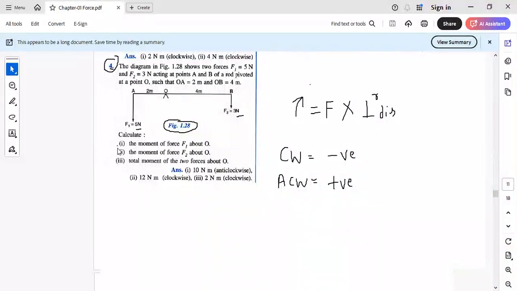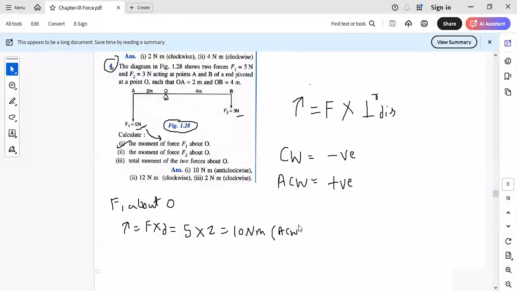Now, the first question says calculate the moment of force F1 about O. So the formula would be moment of force equals F into D. Now, when we say F1 about O, F1 is this and this is O. So F1 would be 5 and the distance between A and O is 2 meters. So the answer is 10 Newton meter. Now you can see this is moving in the anti-clockwise direction, so I will write anti-clockwise.